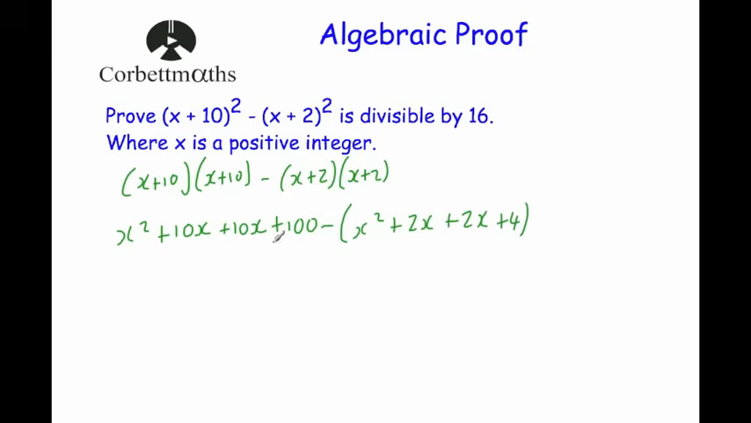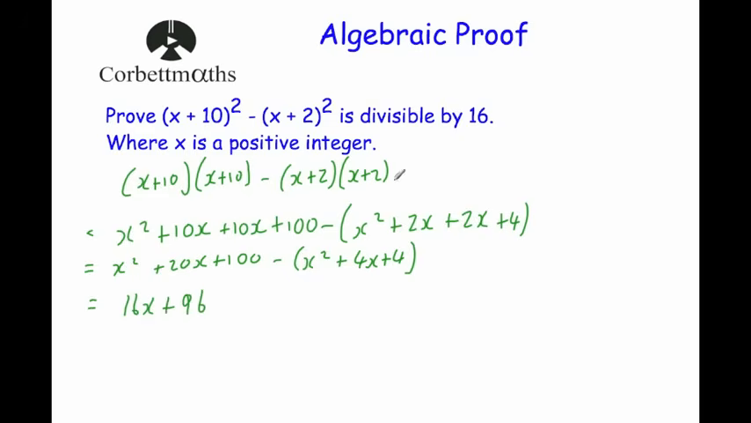And whenever you simplify that, that will give us x squared plus 20x plus 100. And we're going to be taking away, and this is why I've written it in a bracket so we can see what we're subtracting, x squared plus 4x plus 4. Now, let's simplify it. x squared take away x squared is 0. 20x take away 4x is 16x. And 100 take away 4 is plus 96.